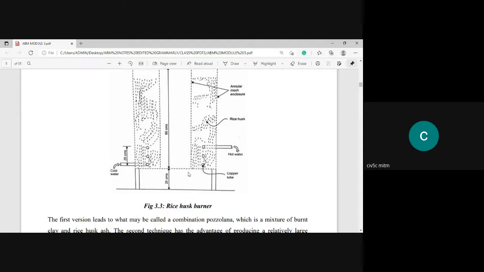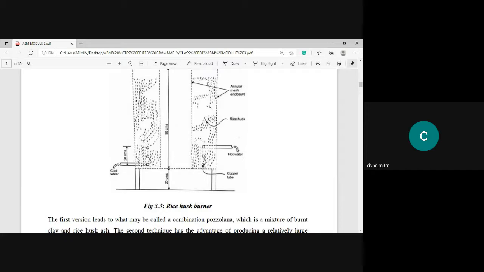From the bottom, I'm going to catch the fire. So after the burning process, after complete burning of the husk, whatever ash we obtain will be called rice husk ash. Is it clear? And there is a small mechanism they have made in order to get hot water.